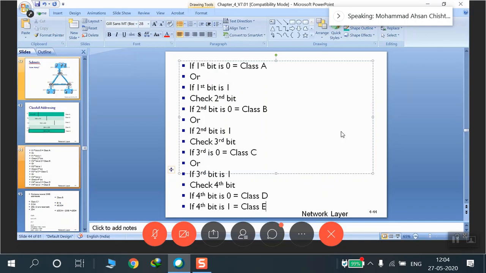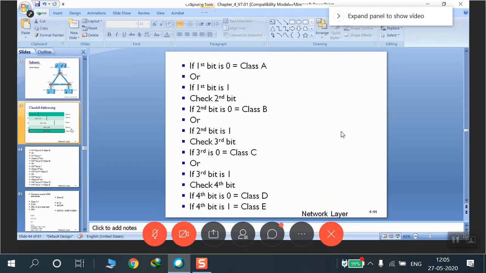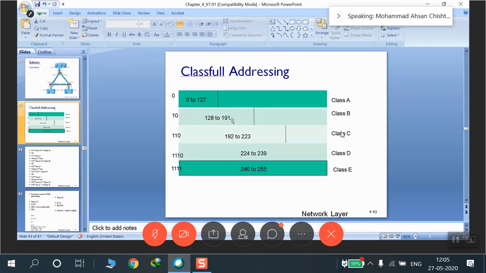Now, if I give you a question like, find the class of an IP address. Okay, I have an IP address 134.12.16.55. What would you do here? You would check the first byte, which is 134. And 134 lies between 128 and 191. So obviously it belongs to class B.